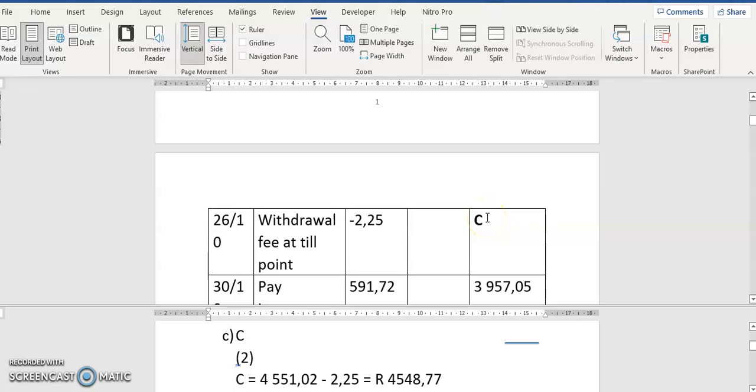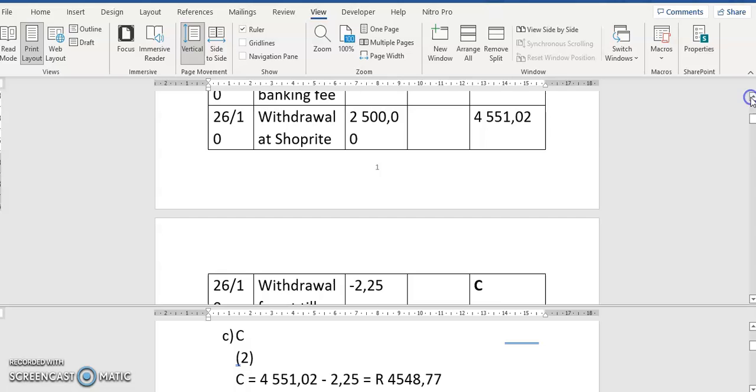Now let's see how we can find C. C is on balance, and minus 2 rand 25 cents is on debit. That is why you have the negative sign. So how do you get this balance? This balance, that is 4,551 rand 2 cents, is this one minus 2 rand 25 cents. So minus 2 rand 25 cents, and this is going to give us 4,548 rand 77 cents. Okay, it's money, so you must put the rand there. The rand must be there.